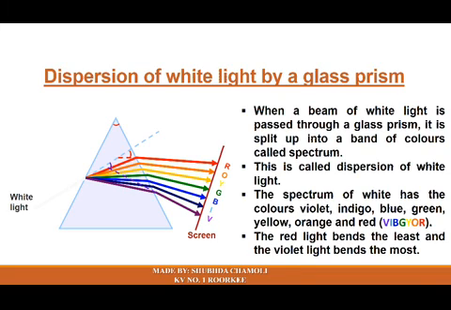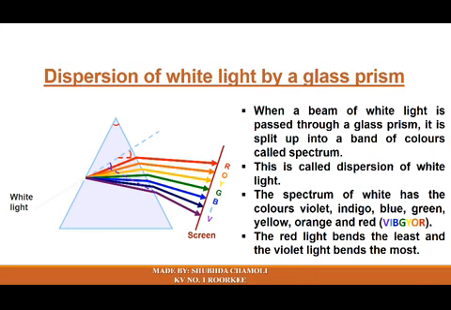As you can very well see in this figure, white light is entering into the prism and it is getting split up inside the prism, which leads to the formation of a band of colors, and this band of colors is known as spectrum. This whole process or phenomenon is known as dispersion of white light.